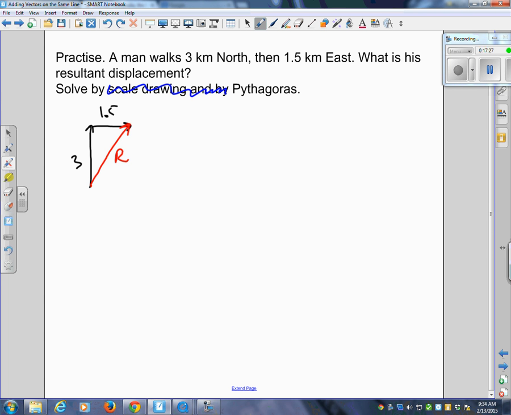Okay? Now that you've got your picture, you've got to decide, is this perpendicular? Yeah. Of course, it's north and east, right? It's perpendicular. I can proceed with Pythagoras. And so now you would write something like R squared is equal to 3 squared plus 1.5 squared. R squared is equal to 9 plus whatever that is. 2.25, I think, is it?